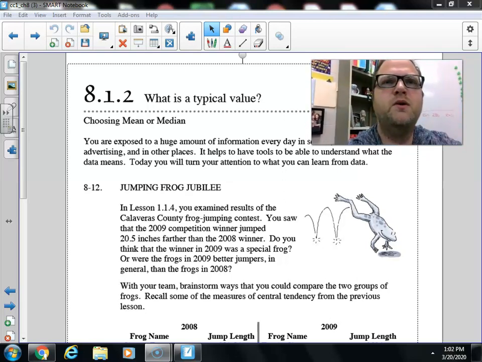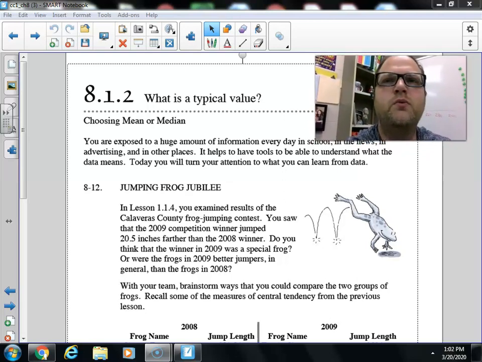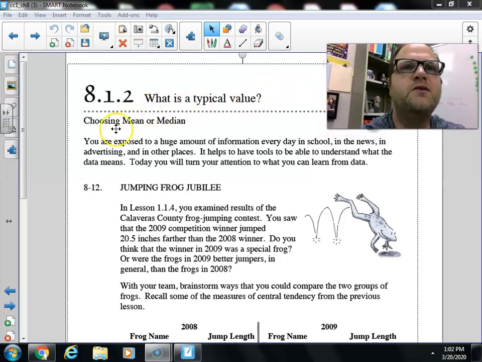Today we're going to be doing Chapter 8, Lesson 1.2. What is a typical value? So yesterday we talked about mean or median. Today we're going to talk about how we choose which one's appropriate.